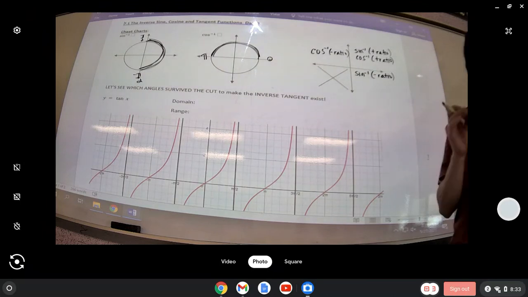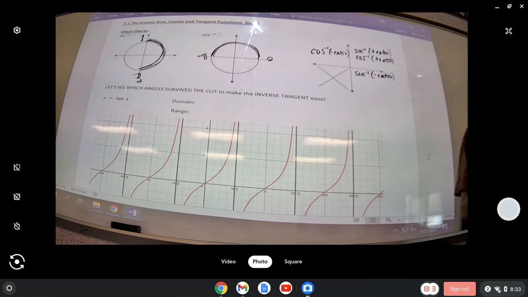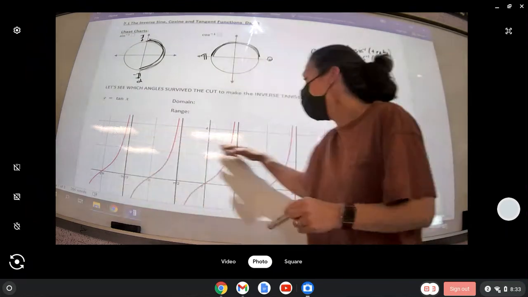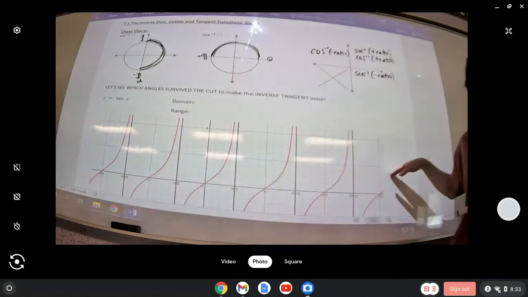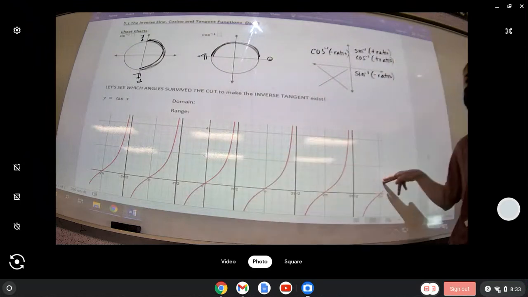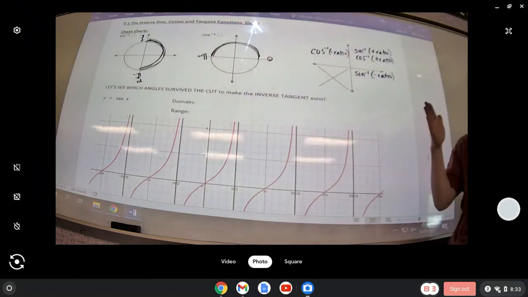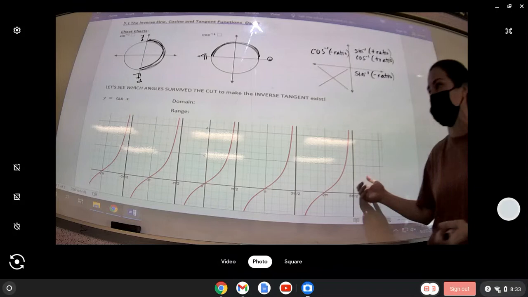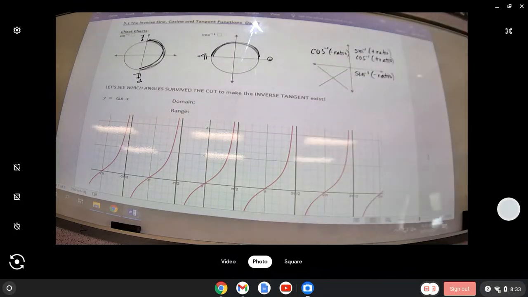All right, so now we have to figure out what tangent is going to do. How does the tangent create the inverse tangent? Because yet again, the tangent graph is not a one-to-one function. It is not going to pass the HLT. We have to cut a portion of its graph to force its inverse to exist. All right, so let's go down here.